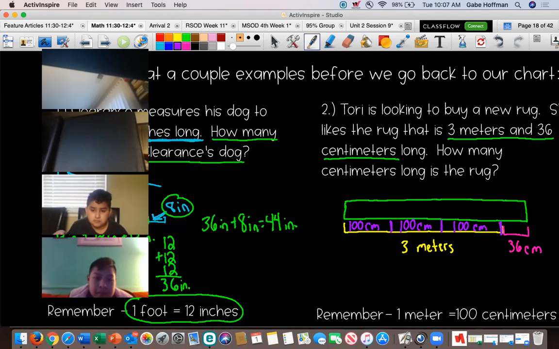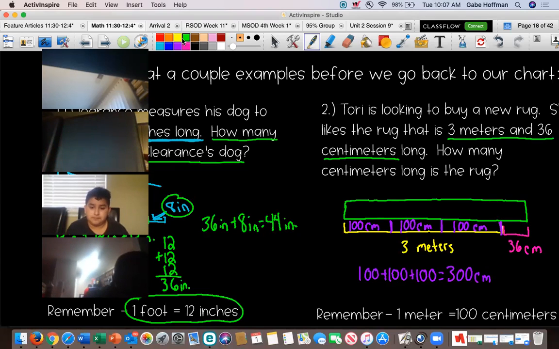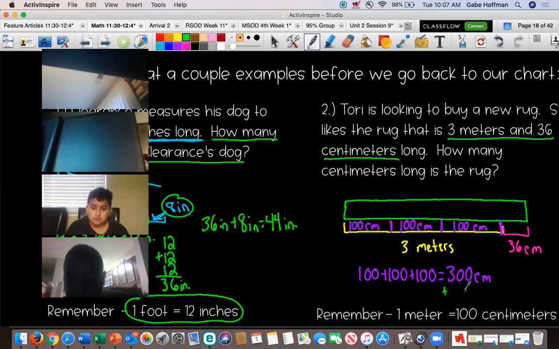Add them. I'm going to add them all together, right? So I'm going to start with just my hundreds. So 100 plus 100 plus 100. Anybody can unmute. How many centimeters is that? 300 centimeters. Then I'm going to add in how many are left. Anybody can unmute and tell me. 36. My 36. And I do 300 plus 36, and I get 336 centimeters.